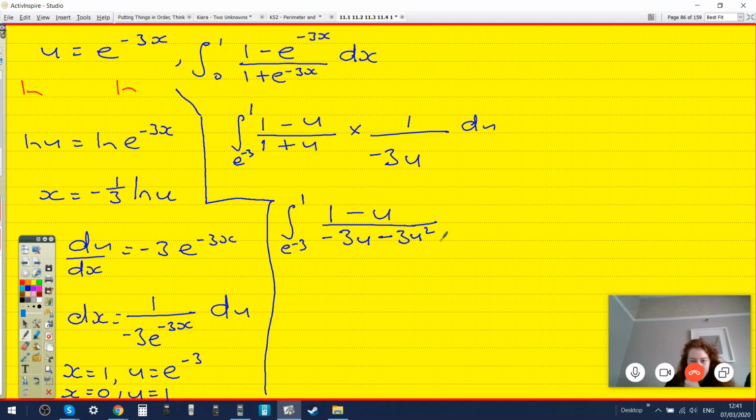Can we split it as fractions? We can, but I don't think it will help, because these would both have to be on the denominator. It might help a little bit for the second part. If you were to split that up, it would be 1 over minus 3u minus 3u squared, and minus u over minus 3u minus 3u squared. So maybe this one gets a bit simpler, but not this one.